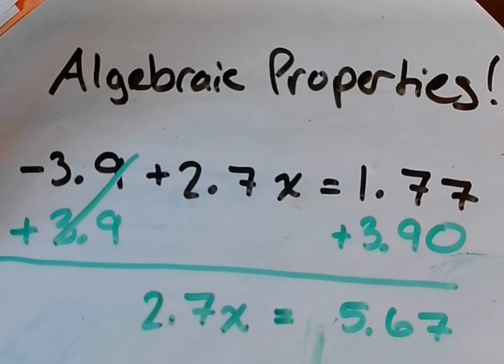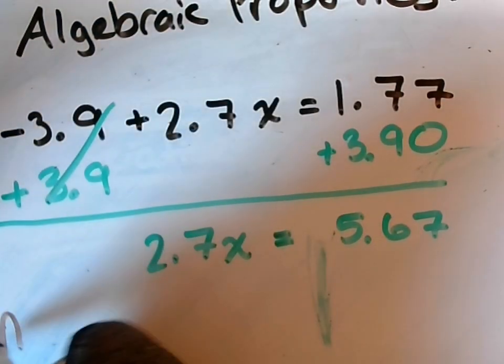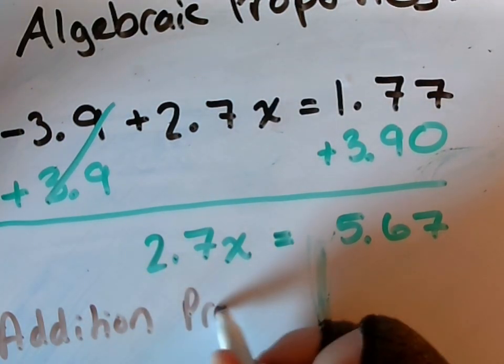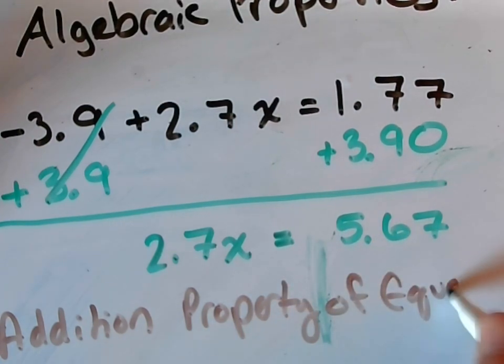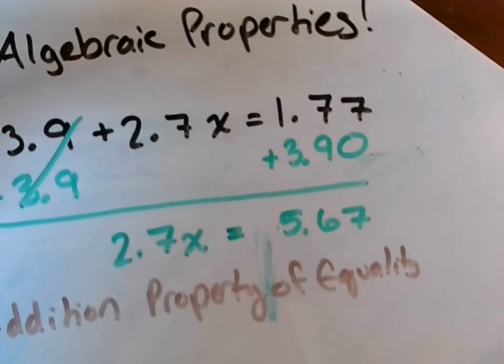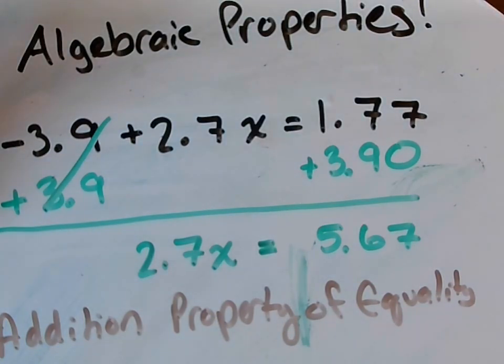So what did we do? We added to both sides. So we used the addition property of equality. That's simple. If we added to both sides, we kept the equation equal. We used the addition property of equality. All right, but now we have the rest of the equation to solve.